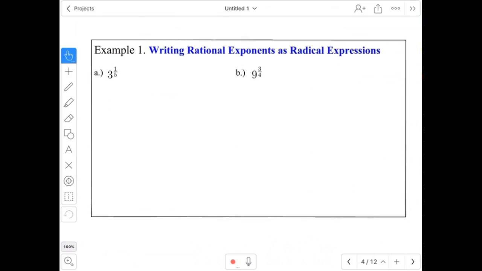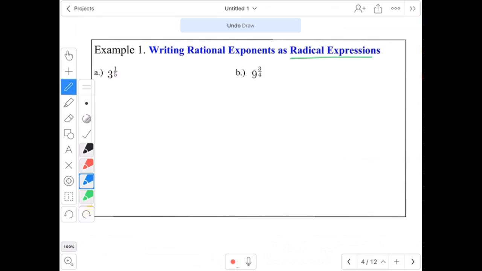So first example, we're just simply going to rewrite these as radical expressions. Okay, so if I have 3 to the 1/5, remember, we can even think of it this way. A 3 is being raised to the 1st power, and the power of our root is 5. So this is going to be equal to the 5th root of 3. And then part B, our base is 9, our root is the 4th root, so this is going to be the 4th root of 9, and then that 9 is to the 3rd power.